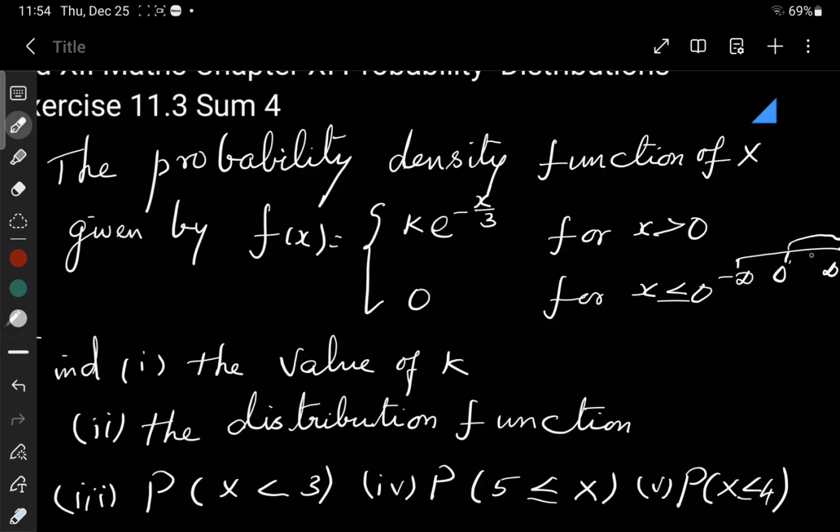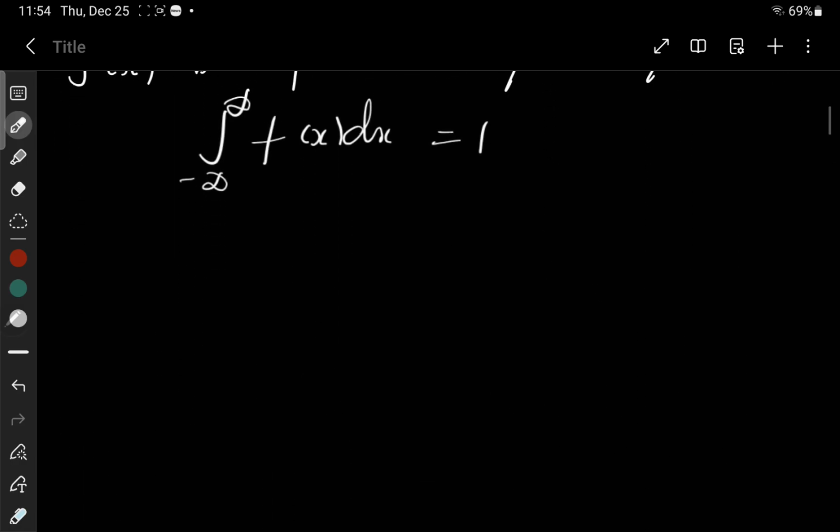Greater than 0, after 0, so up to infinity. The function is defined after 0, that is for 0 to infinity. For less than 0, in the preceding values of 0, the function is 0. So I take the limit as 0 to infinity.